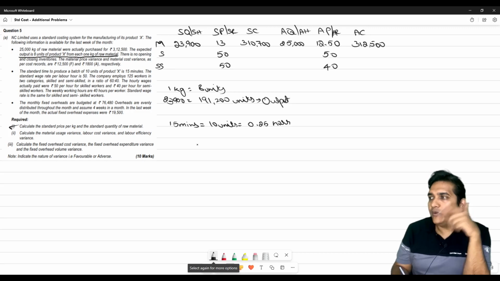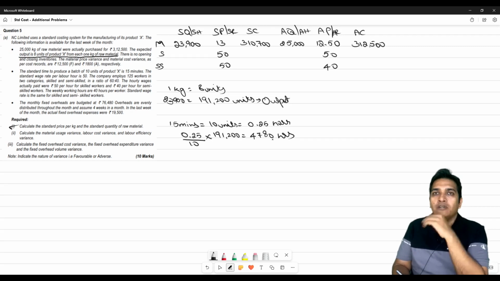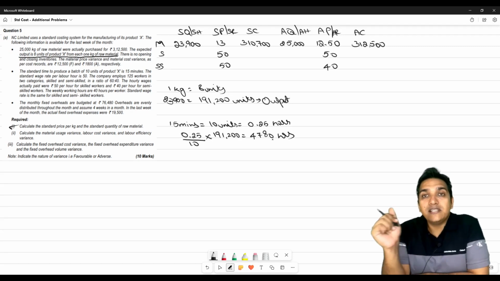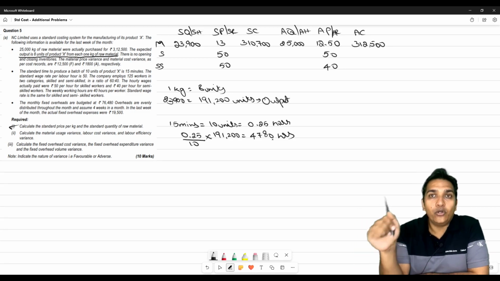Now how we calculate is, if 0.25 hours are required for 10 units, how many hours will 1,91,200 units need? So 1,91,200 into 0.25 divided by 10, we get 4,780 hours. So this is my total standard hours. This is not my skilled or unskilled. This is skilled plus unskilled. So that becomes my total standard hours.